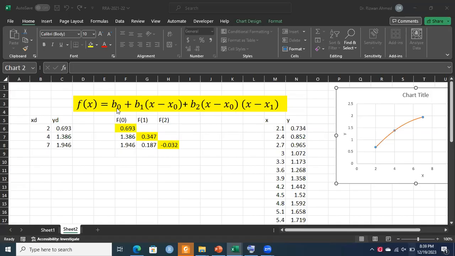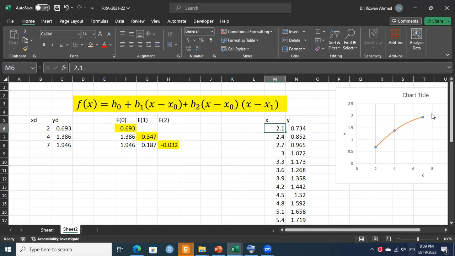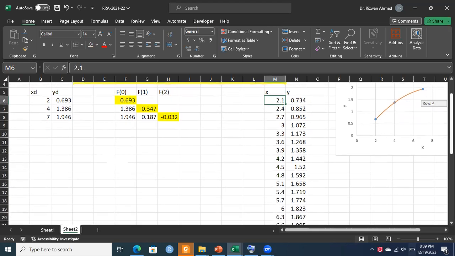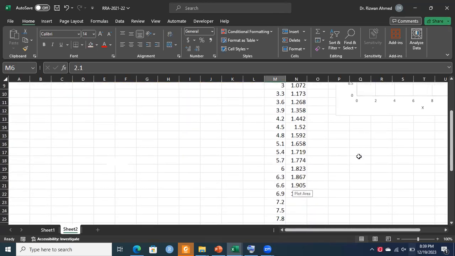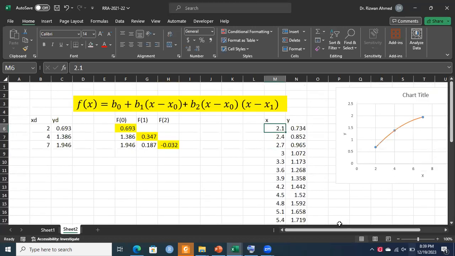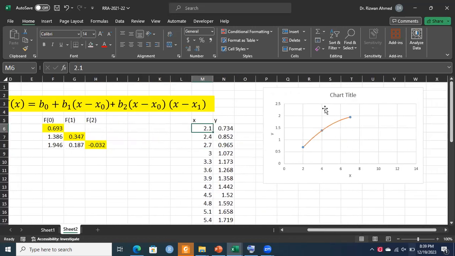Previously, I calculated a second degree polynomial using Newton's formulation, and I demonstrated in Microsoft Excel with the help of these three data points. And we developed the interpolation values for these x values, which are between 2 and 6.9, and I plotted that one in the Microsoft Excel sheet.